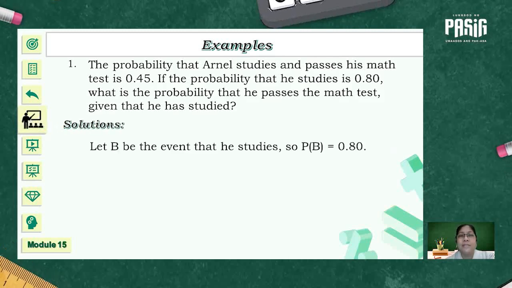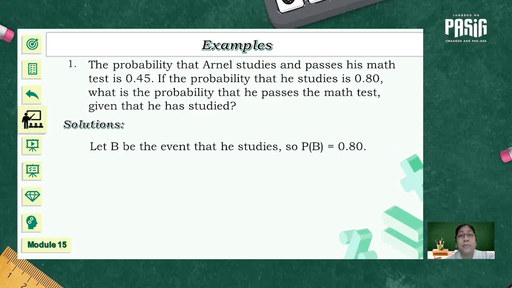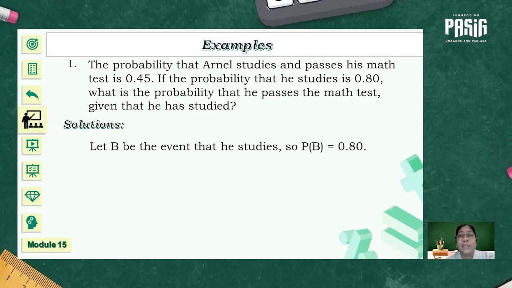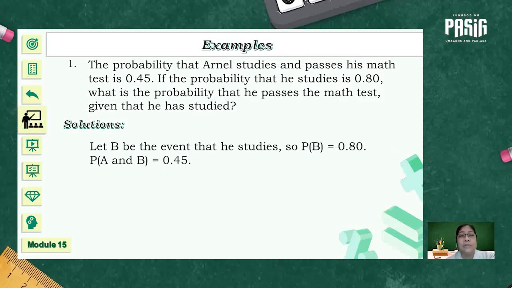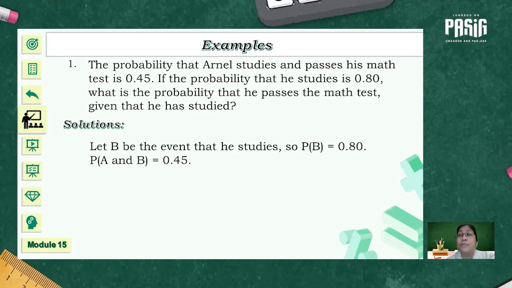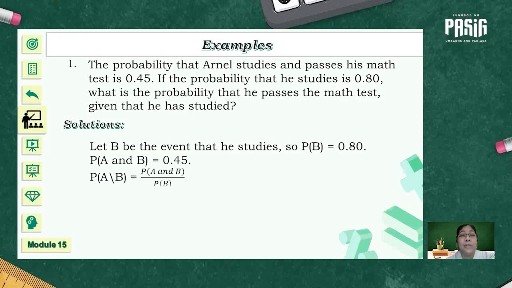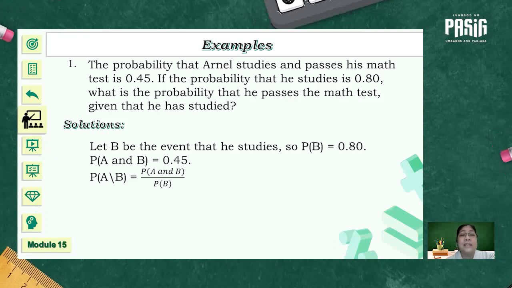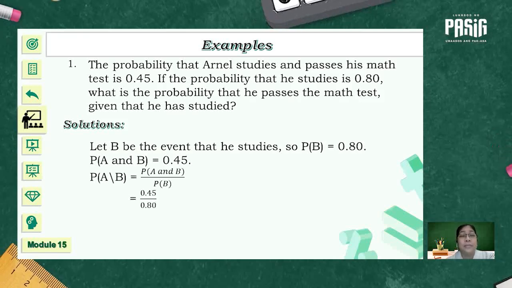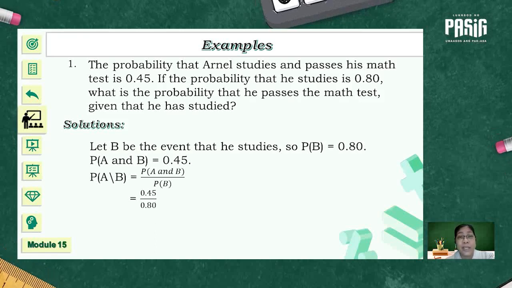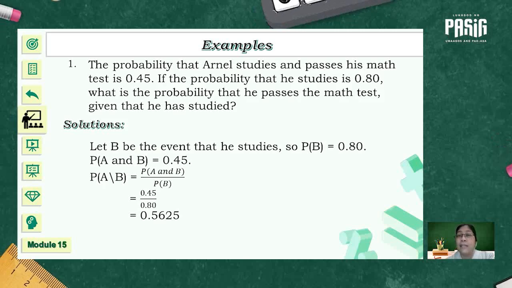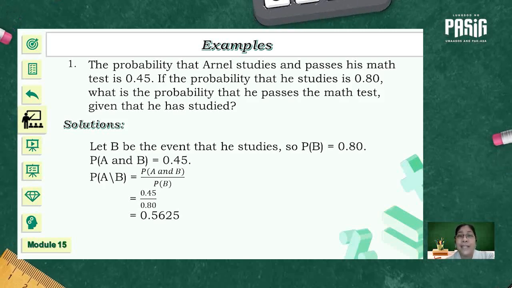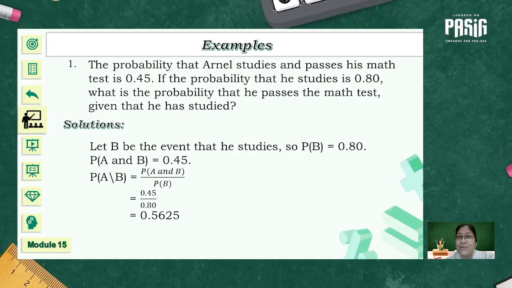So we let B be the event that he studies, so the probability of B is equal to 0.8, which is given. The probability of A and B is equal to 0.45, which is also given in the problem. So what we need to do now is to substitute that in the given formula. So 0.45 divided by 0.80 is equal to 0.562, or simply 9/16. Were you able to follow? That's great. Now let's continue with example number 2.